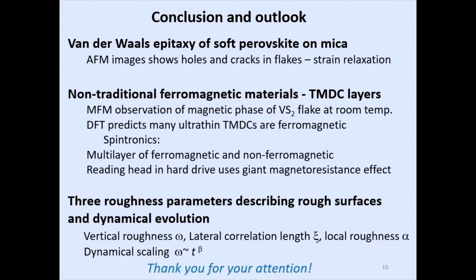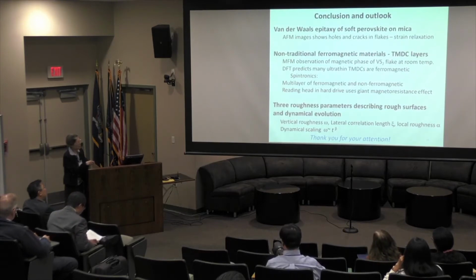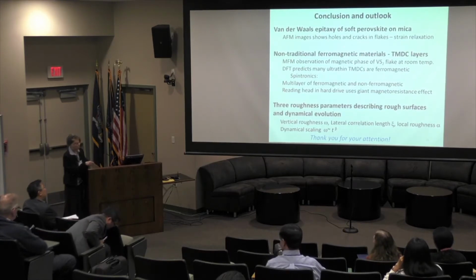So to summarize, I hope I shared with you two examples. The first is perovskite. Traditionally, we thought it's a 3D material grown on a layered material. And when you see the holes and cracks, don't throw it away. It's like gold. That means you use another technique, in this case, a PL technique. You can correlate the PL peak shift to the strain relaxation.